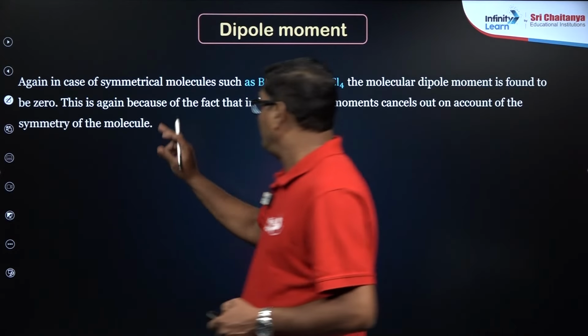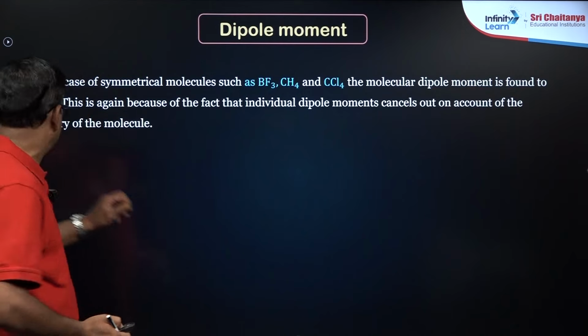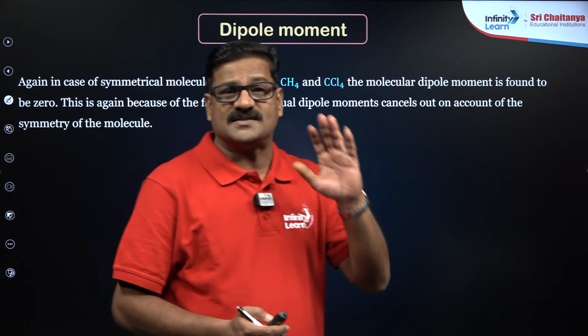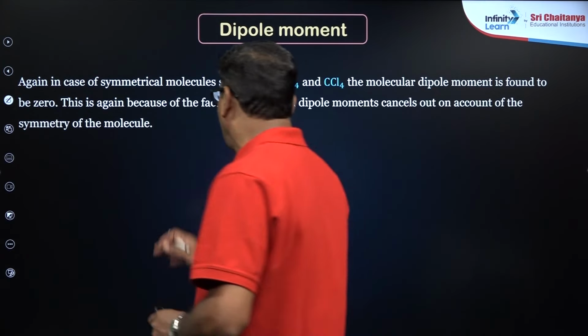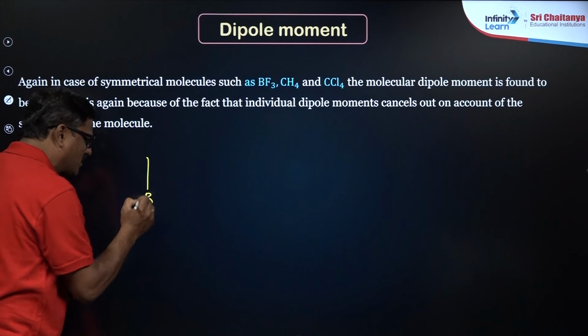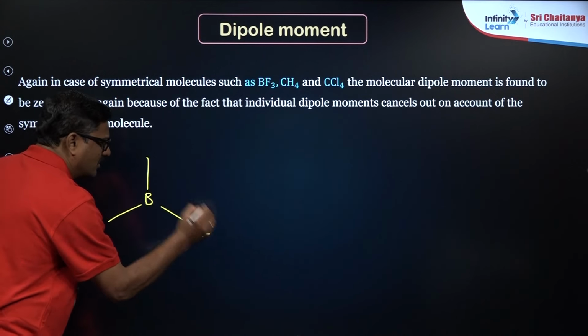Simply apply the vector concept so that you can do your best in dipole moment questions. Moving towards BF3, CH4 and CCl4, symmetrical molecules always have the resultant dipole moment as zero. Like we can see in the BF3 molecule, it has a planar trigonal geometry. So this is the BF3 molecule.